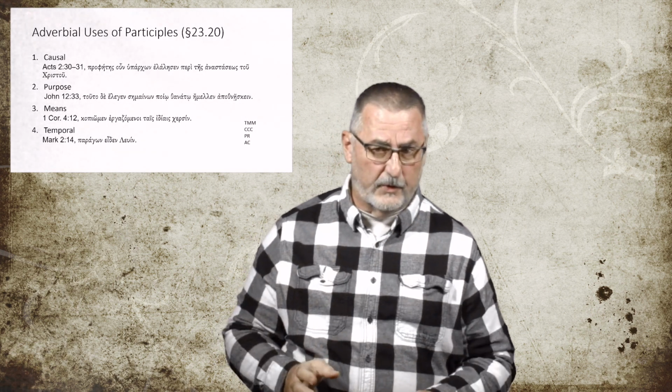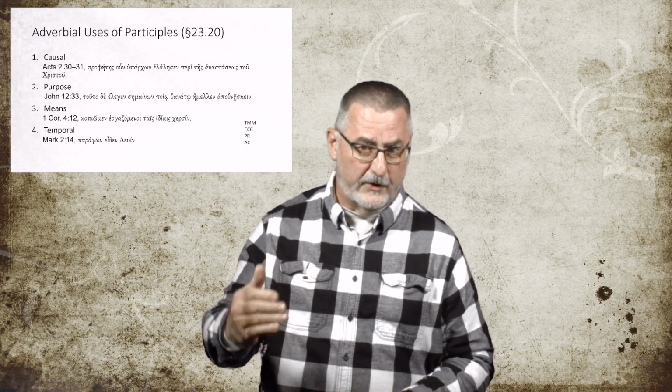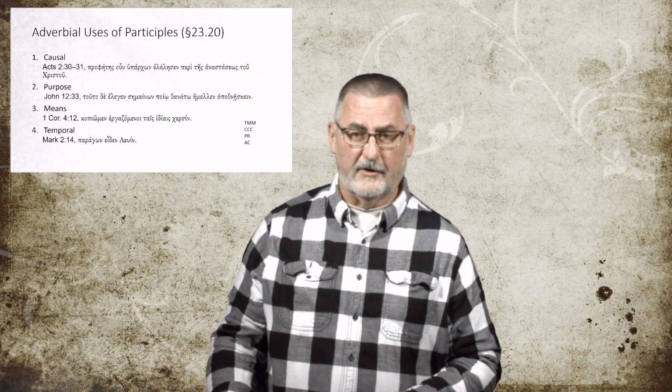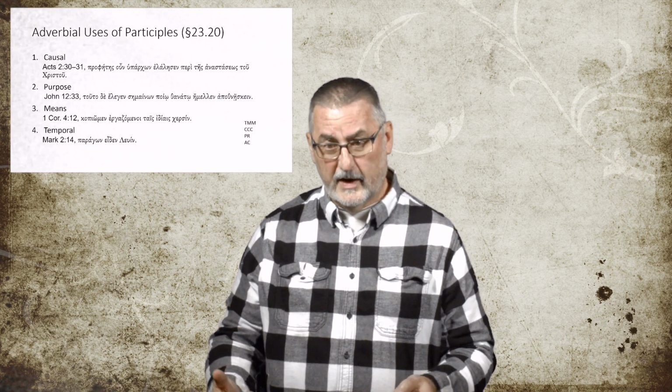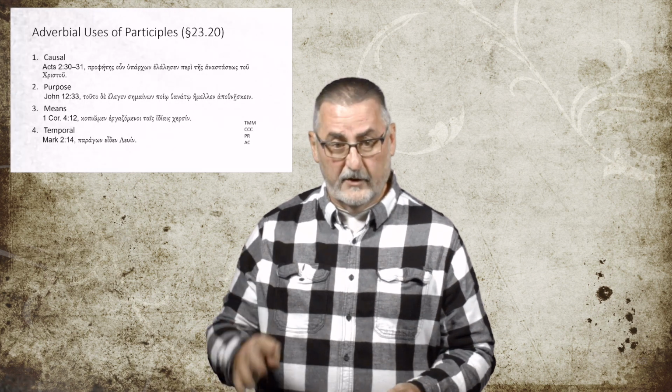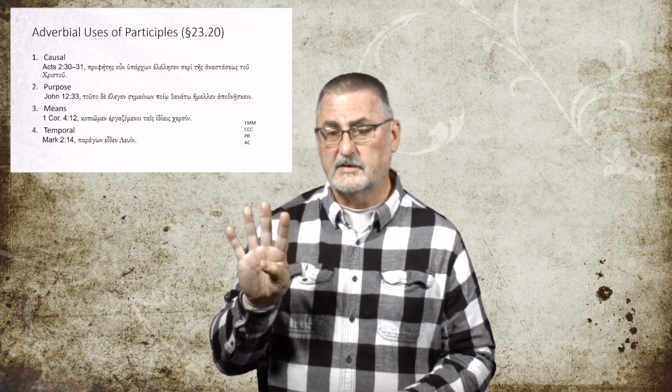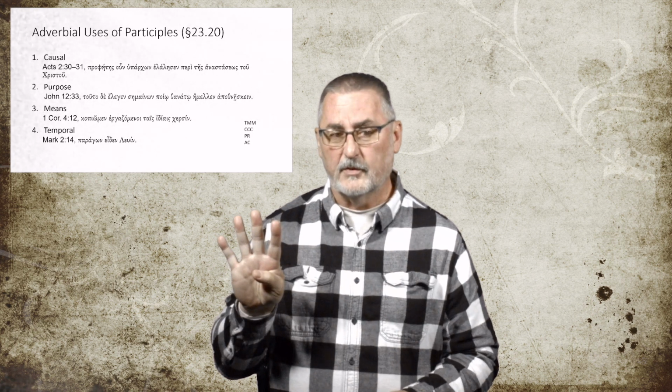Now, adverbial uses of participles. This is section 23.20. Now, in chapter 24, you're going to have a larger list. I'm not going to go through that list, but I certainly invite you to pay attention to that. There are only 4 that are listed at this point in chapter 23, and so let's look at those 4.